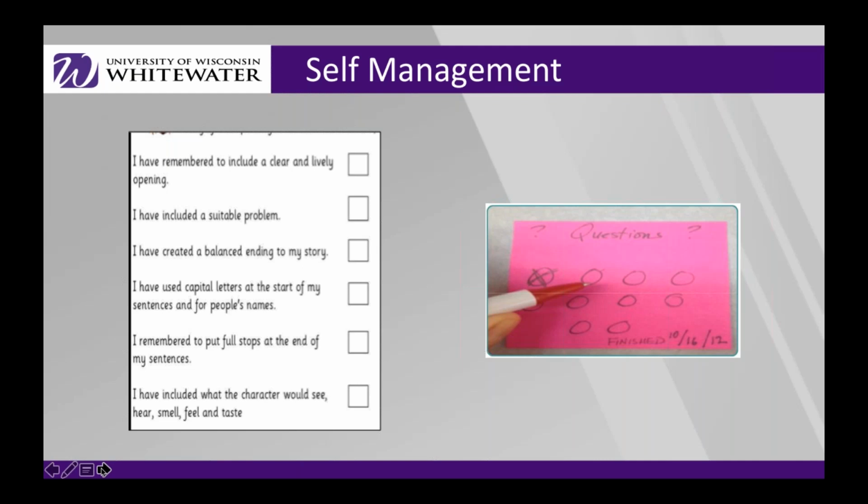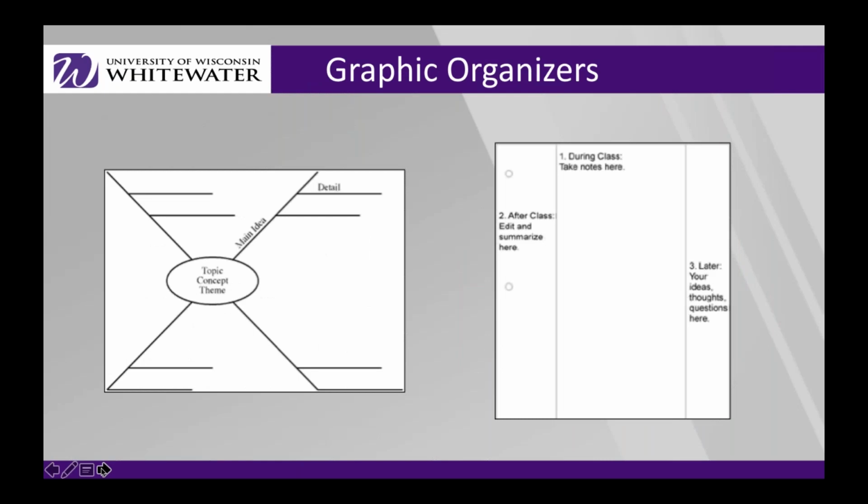Here's an example of an easy self-management checkoff or study guide. And here's an example of a graphic organizer. On the left, a simple graphic organizer for breaking down content of a paragraph. On the right is an organizer for taking notes during class, reviewing the notes, and expanding on understanding. And again, these are supports that a lot of students can benefit from using, but will be particularly helpful for your students with ASD.